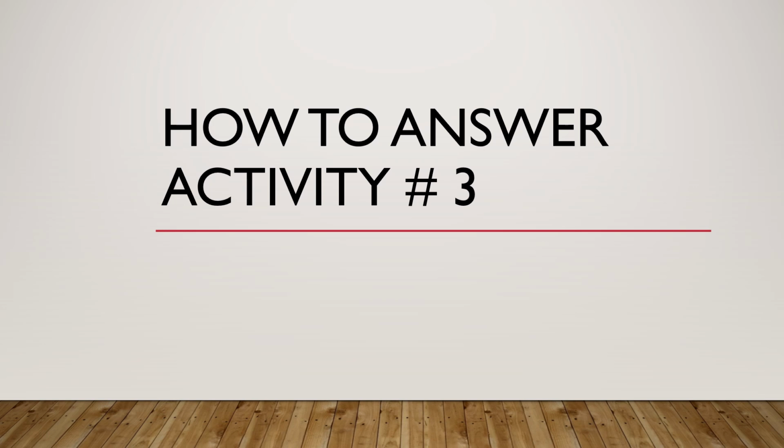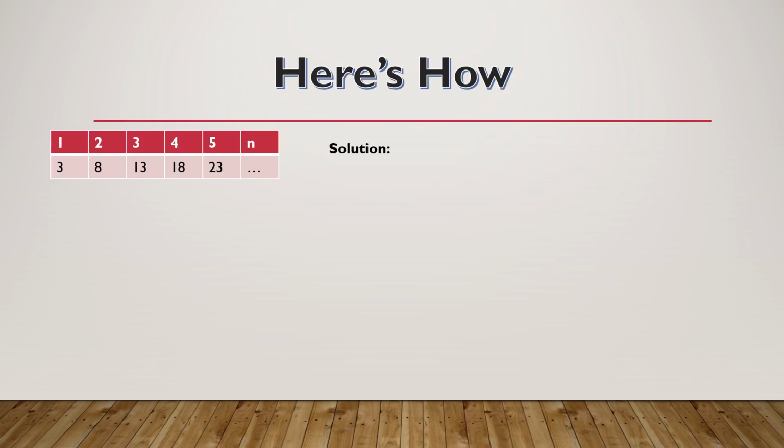Okay, so class, here's how to answer activity number 3. From the given table there, you do have 3, 8, 13, 18, and 23. So what we will do here is subtract 3 from 8. If you are going to subtract 3 from 8, you will get 5.